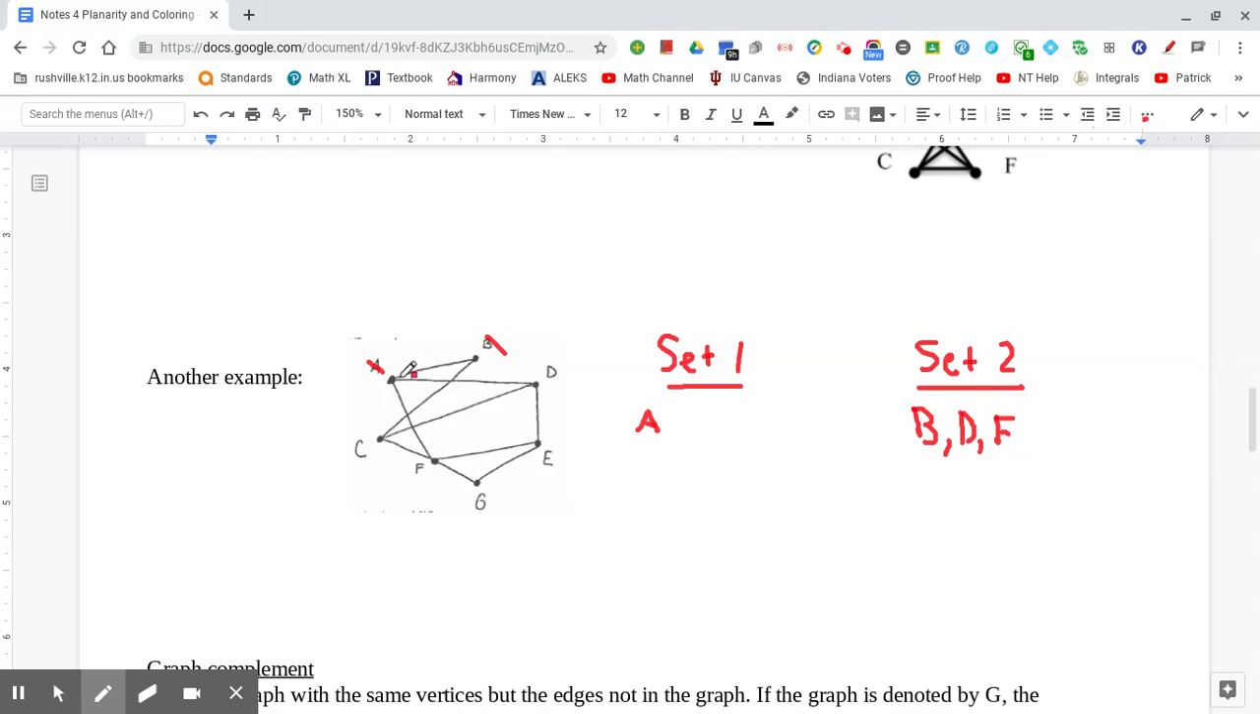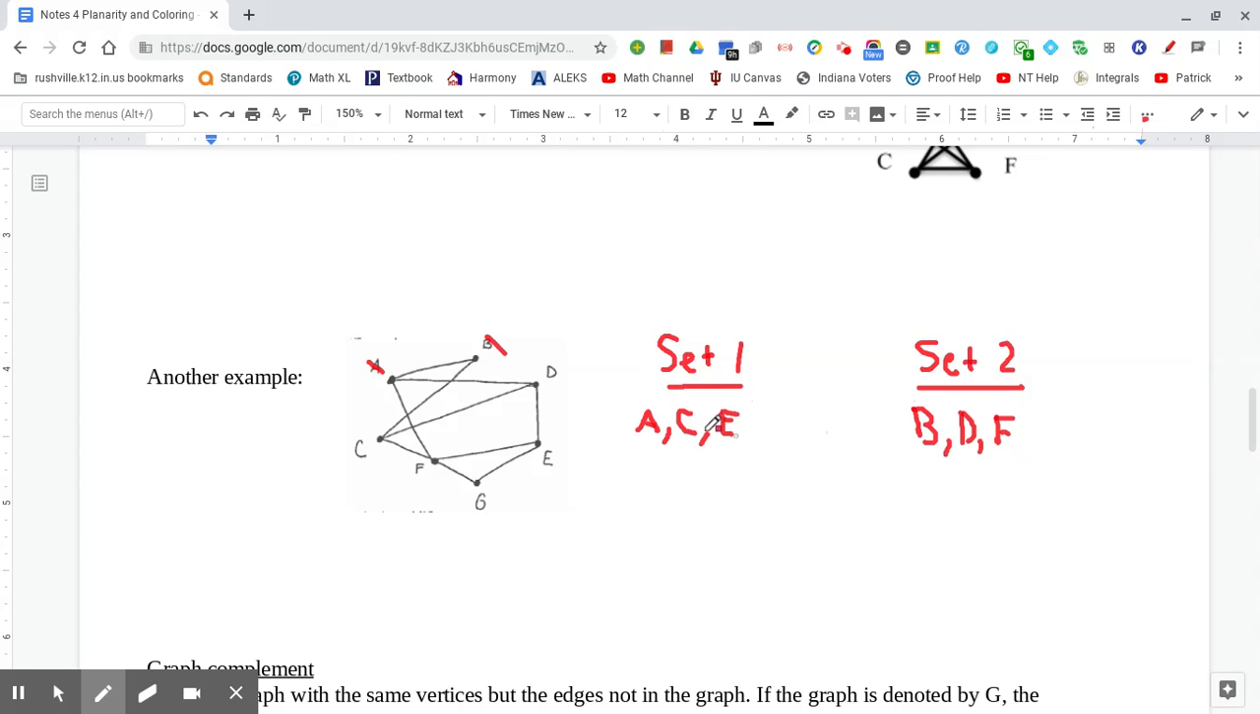B is adjacent to A. I already have that listed. B is adjacent to C. So I'm going to put C into set 1. All right, D, I'll go ahead and do that one next. D was adjacent to A. D is adjacent to C. And D is adjacent to E. So I'll also put E into set 1.